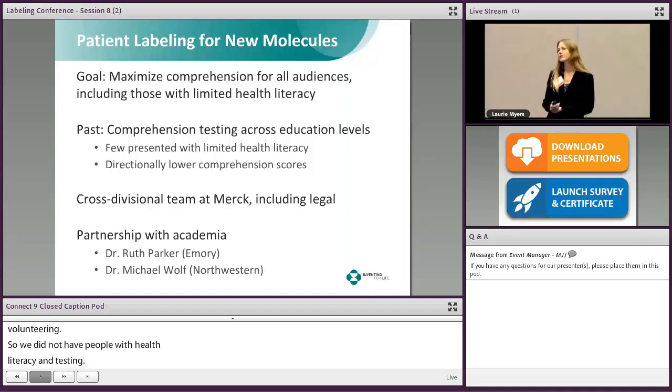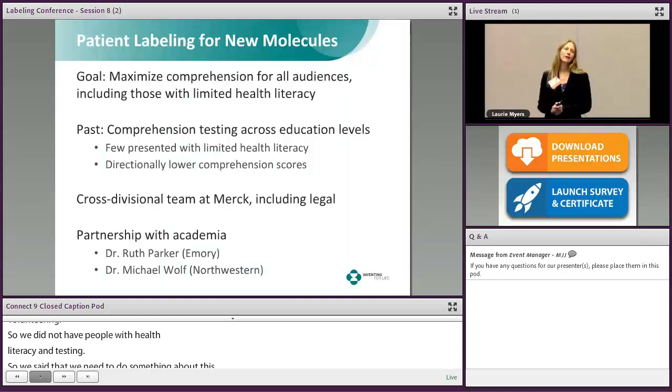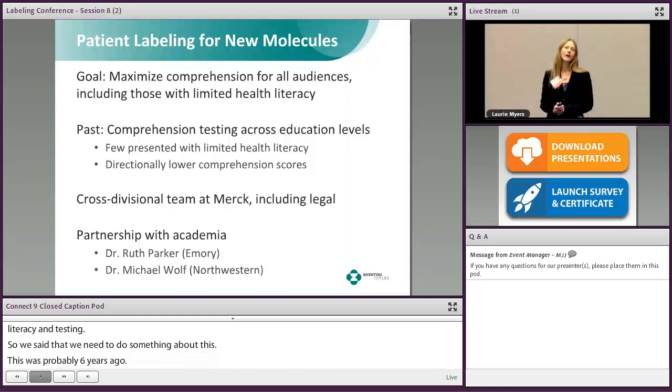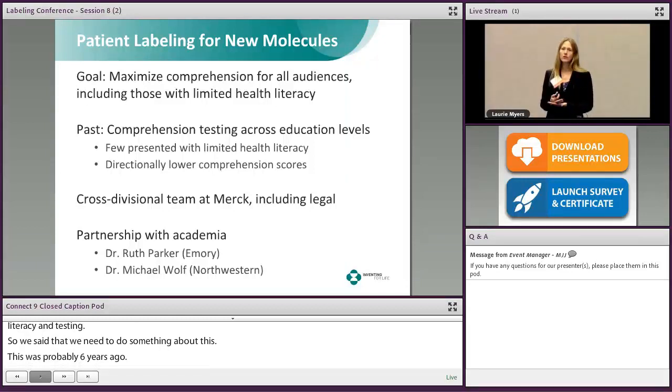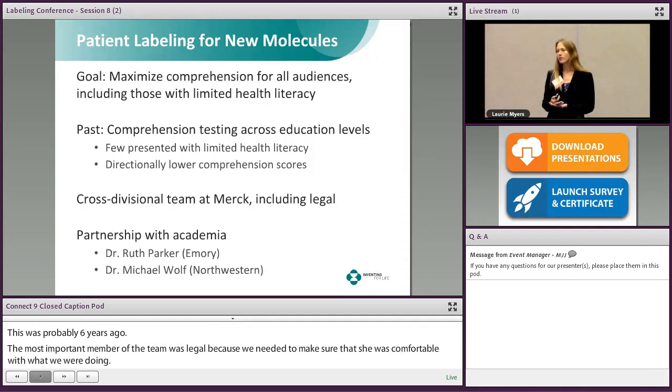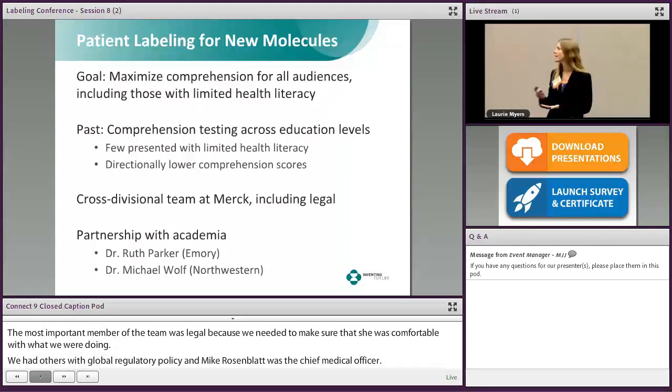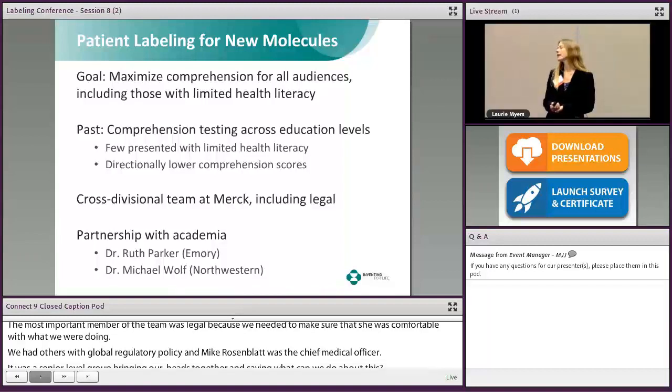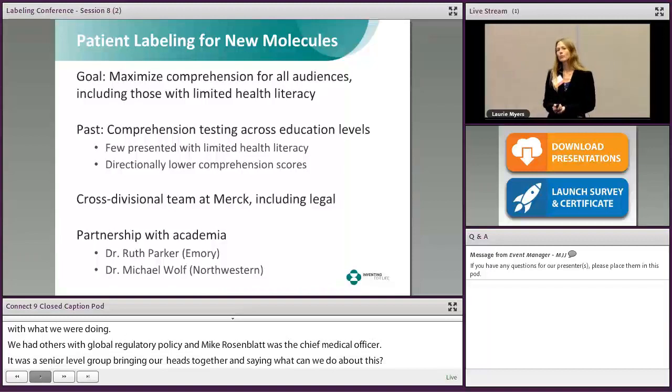The most important member of that team was legal, because we needed to make sure that she was comfortable with what we were doing. We had others with global regulatory policy. We had, at the time, Mike Rosenblatt was our chief medical officer. It was very much a senior level group putting their heads together, the heads of labeling, and saying, what can we do about this? We very quickly realized we weren't really quite sure, but there were other people who were doing great work.